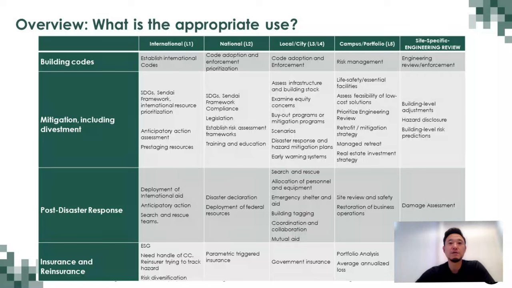So here's just an overview of everything we went through. Columns 1, 2, 3, 4, 5 are the exposure levels. On the left, we have building code mitigation, post-disaster response, insurance, and reinsurance uses. The last column is the engineering review. For each slide, we said you can't make any site-specific assumptions, so this is where this would come into play. The engineer goes out and reviews; post-disaster, they'll look at any damage. Pre-disaster, they'll do a site visit, review any structural drawings, see any vulnerabilities, and possibly write a PML or AAL. So when you want to go site-specific, this is the kind of stuff you should do.